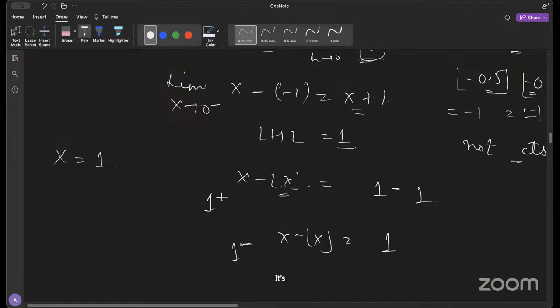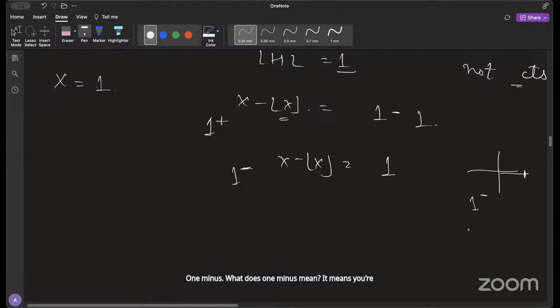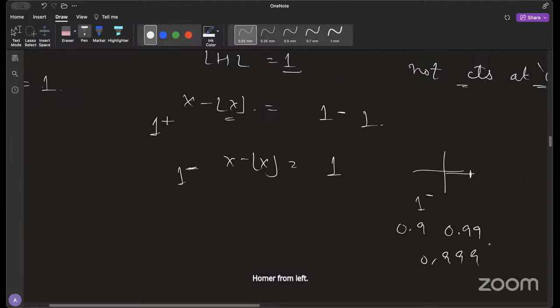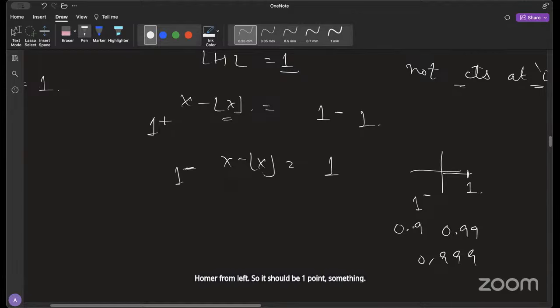If you take 1 minus, what does 1 minus mean? It means you're approaching 1 from the left side. That means it's a sequence like this: 0.9, 0.99, 0.999, something like that, from the left. Yes, it should be from the left side, sorry, I was thinking of the right. It will be 0. Yeah, 1 is correct.